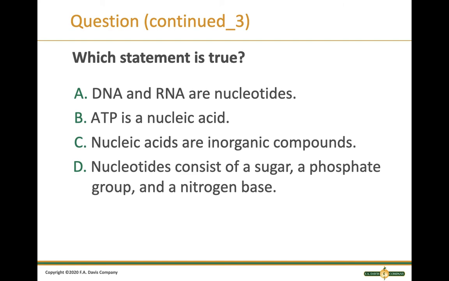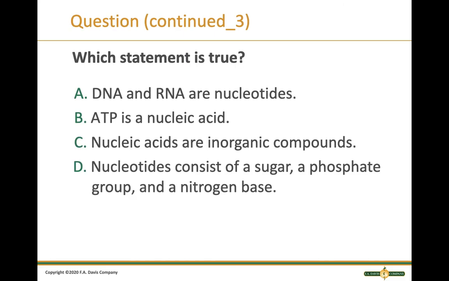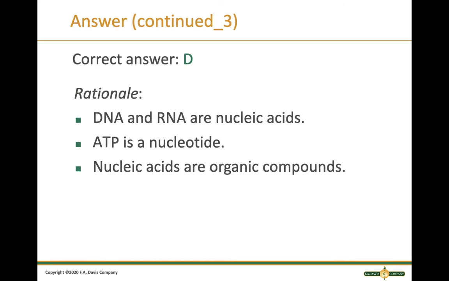So which statement is true? And the correct answer is D, because DNA and RNA are nucleic acids, not nucleotides. ATP is a nucleotide, not a nucleic acid. Nucleic acids are organic. If something contains carbon, it's organic. Nucleotides do consist of a sugar, a phosphate group, and a nitrogen base.